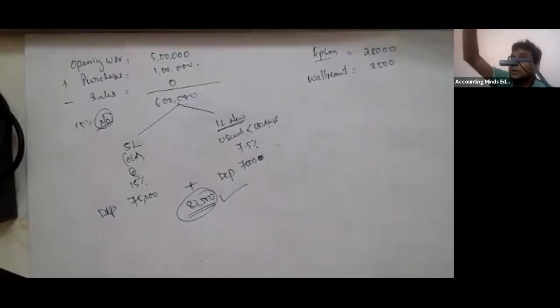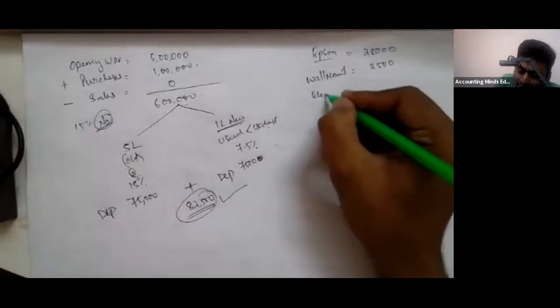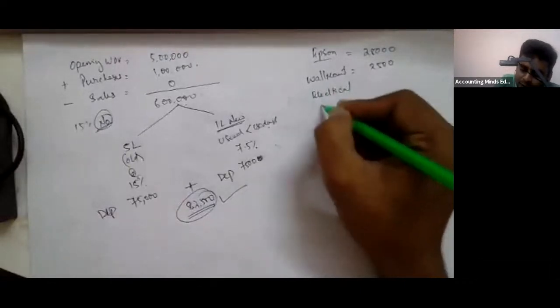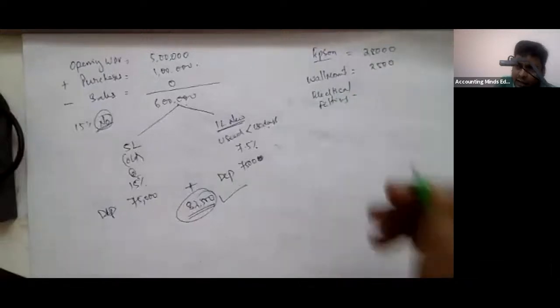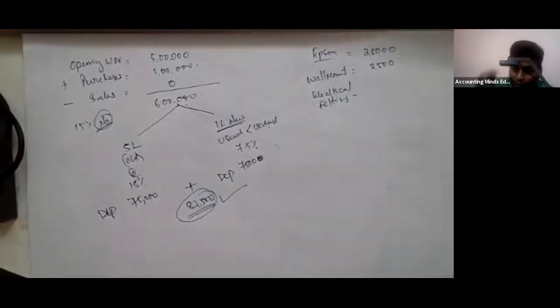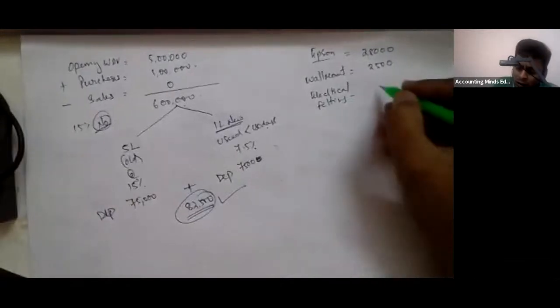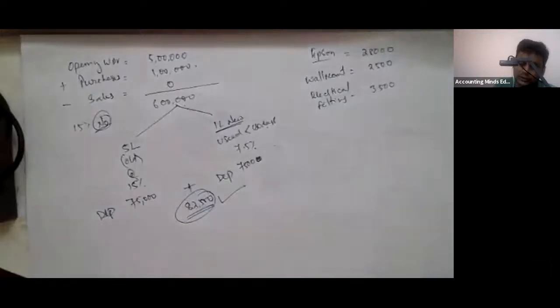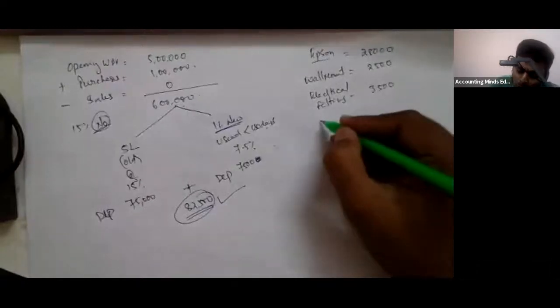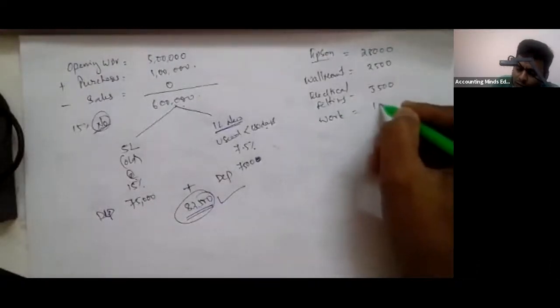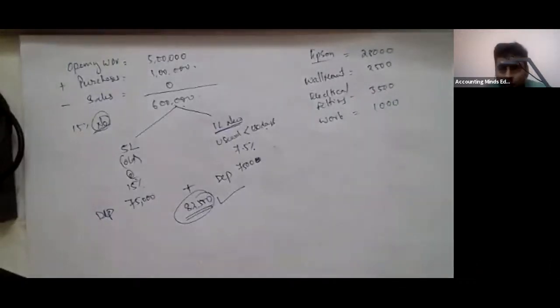Okay, the laptop is near the board, and the switchboard is somewhere on the right side wall. So we need electrical fittings, for wiring and all. The wires, the pipes and all will cost us 3,500 rupees. To do all this work, that fellow will charge me 1,000 rupees. You're getting it? Yes, sir.